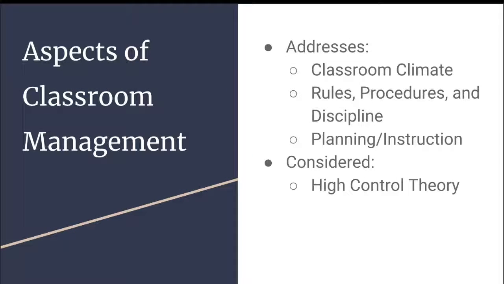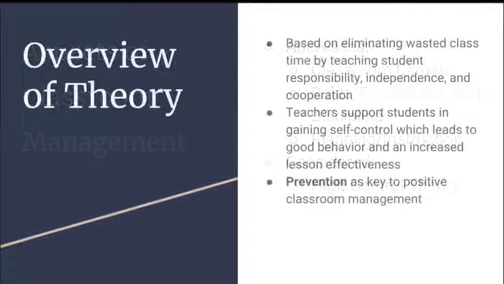So positive classroom instruction addresses all three aspects of classroom management. It addresses classroom climate, rules, procedures, and discipline, planning and instruction, and this is considered a high control theory. Positive classroom instruction is based on eliminating wasted class time by teaching students responsibilities, independence, and cooperation. This is also a way for teachers to support students in gaining self-control, which leads to good behavior and increased lesson effectiveness. Another main key to this theory is prevention as key to positive classroom management.